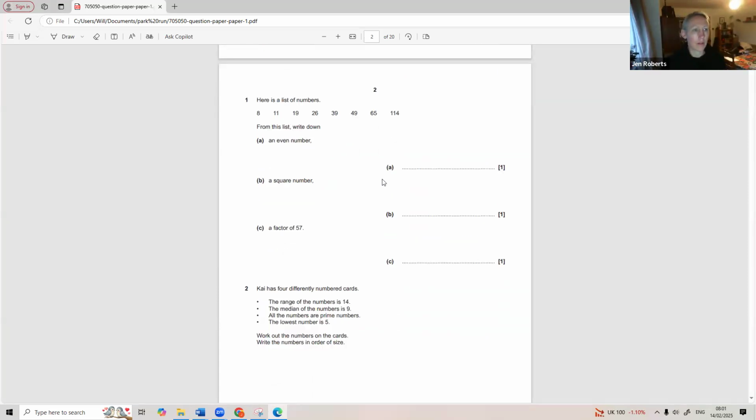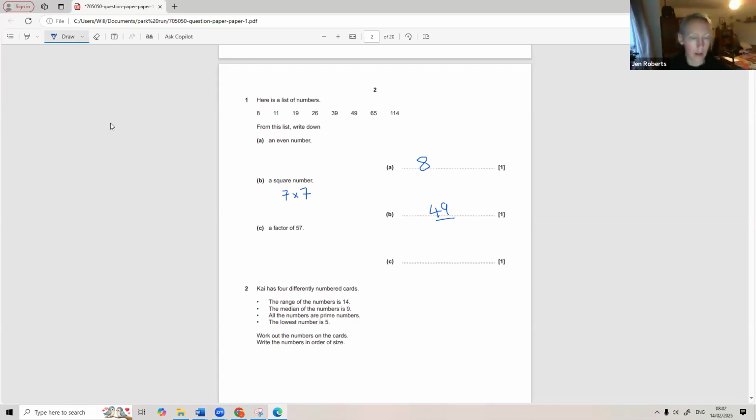Okay, so from the list, write down an even number. Sure you got this one right. I'm going to choose 8, but you could have chosen 26, 114. A square number. Okay, so our square number here, there's only one square number, it's 49, and the reason it's a square number is because it's created from a number times by itself. 7 times 7 is 49. 49 is a square number. A factor of 57.